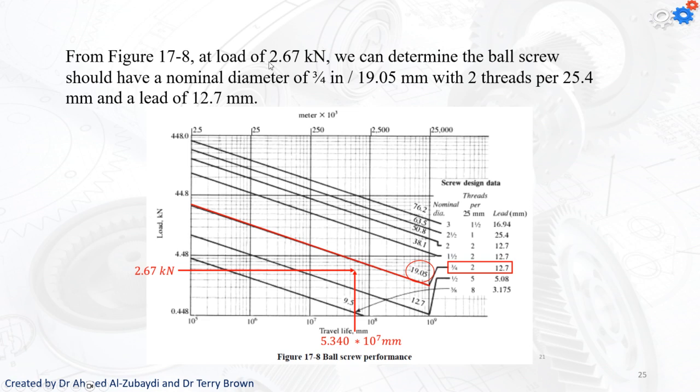So from the table here, at the 2.67 kilonewton, we can determine the ball screw to have a nominal diameter of 3/4 of an inch or 19.05 millimeters, with 2 threads per 25 millimeters and a lead of 12.7 millimeters. Now we can use these parameters to calculate the other stuff: we can calculate the torque, the speed, and the power. And that's what we're going to do in the next example.